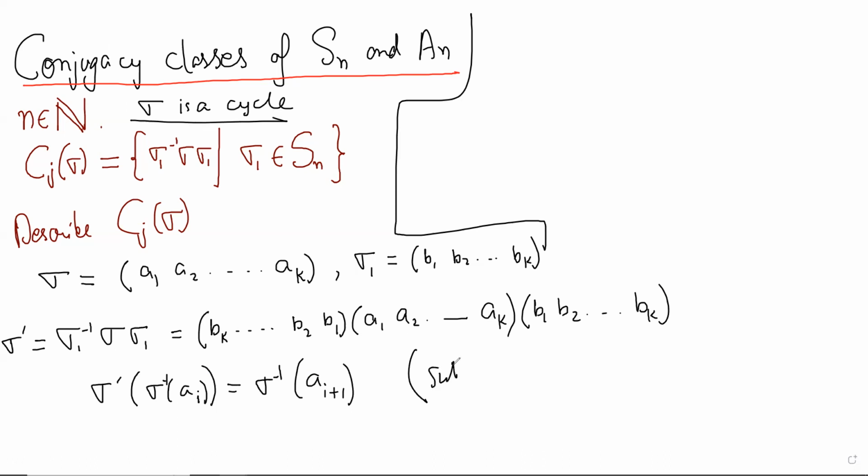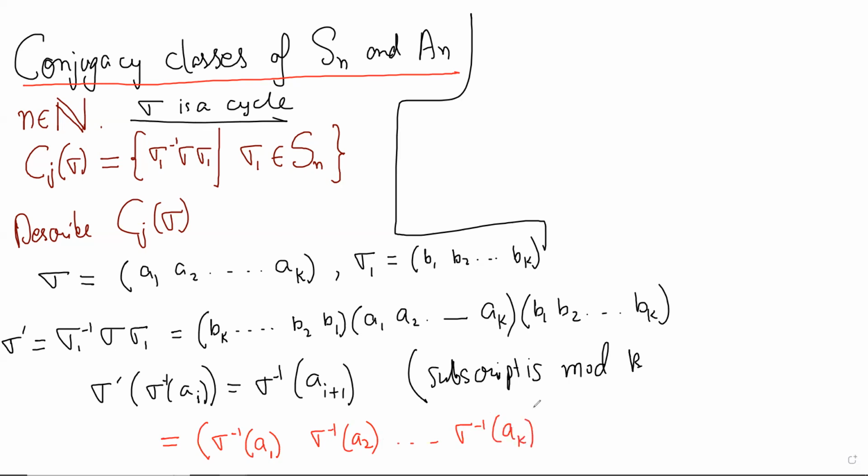So that you understand, the subscript is modulo k. Any questions so far? It's not completed. If there are any questions, just interrupt me. Otherwise, so far we have learned this: you start with this k cycle, and when you conjugate, you get this.